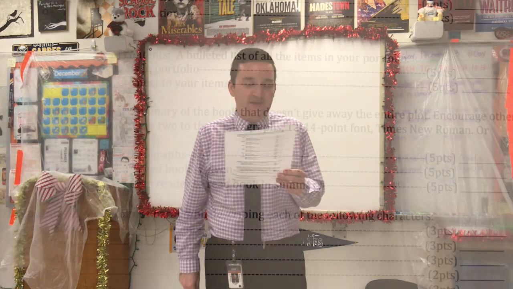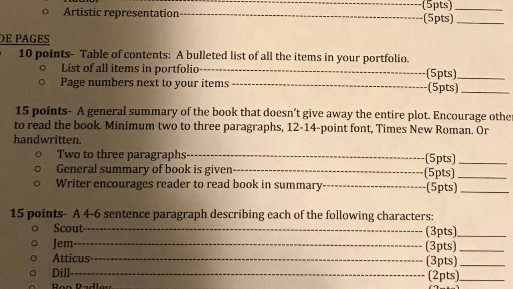The third thing that you need for checkpoint 1 of this project is a general summary of the book. This is a summary that doesn't give away the entire plot. It encourages others to read the book. It's a minimum of 2 to 3 paragraphs. If you type it, make it 12 to 14 point font in Times New Roman, or you can handwrite it.